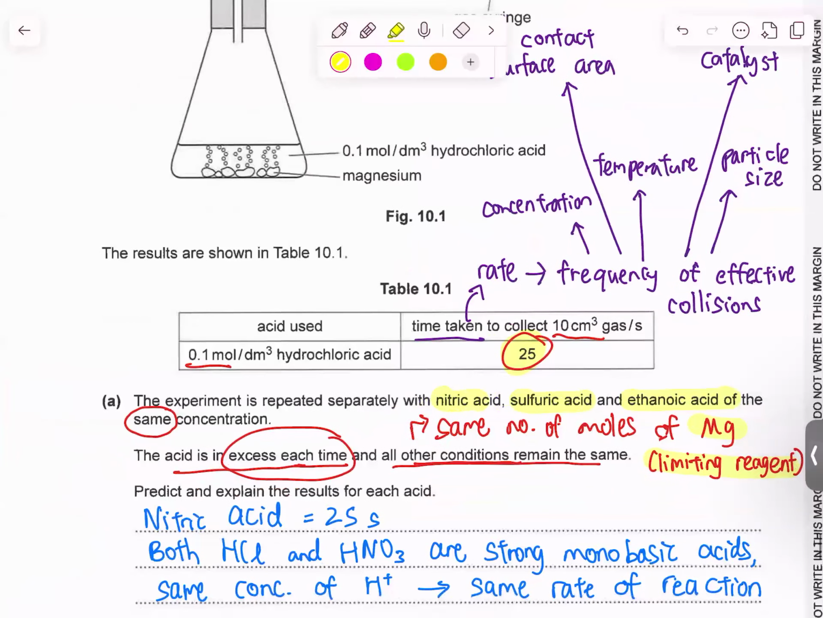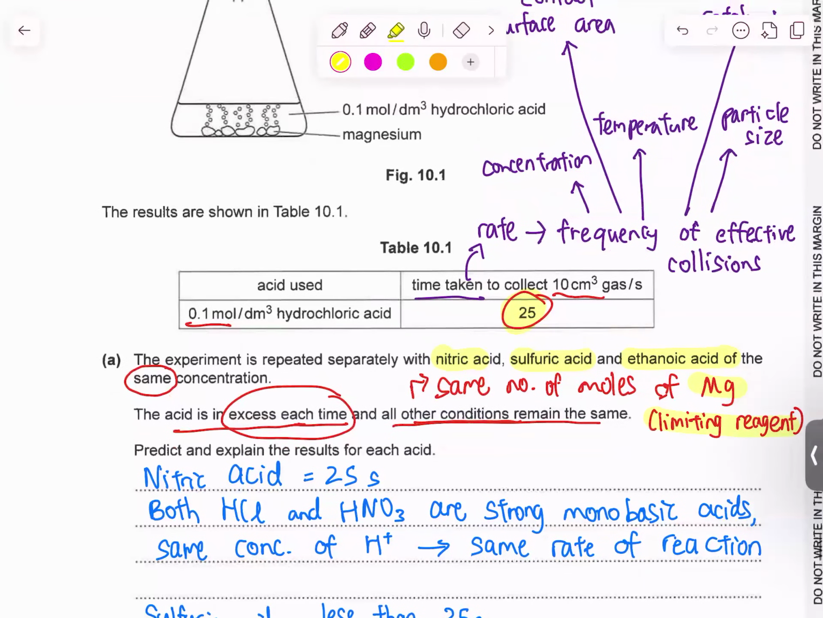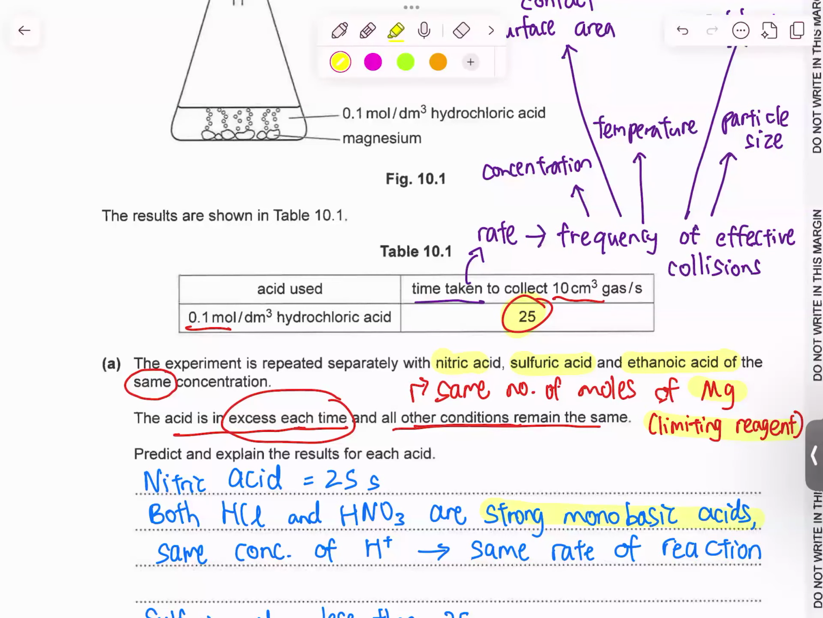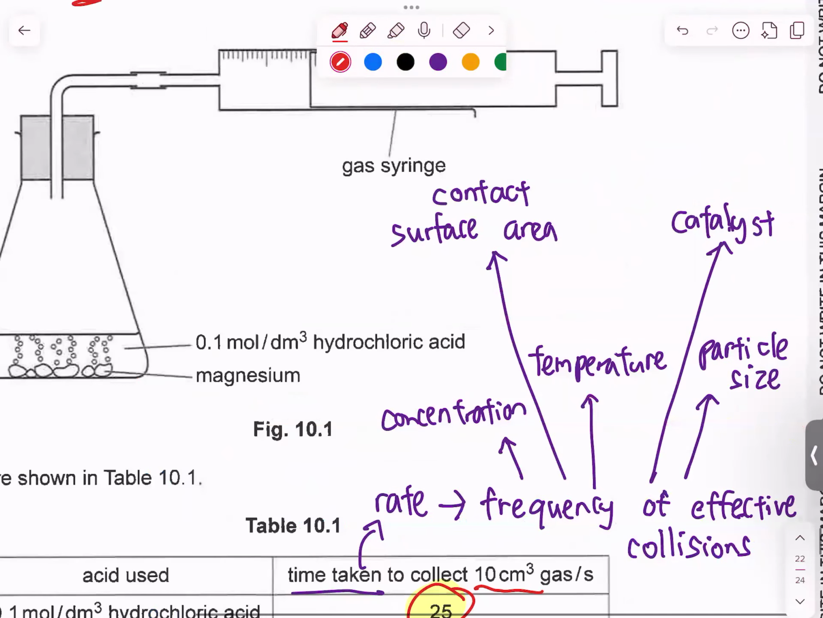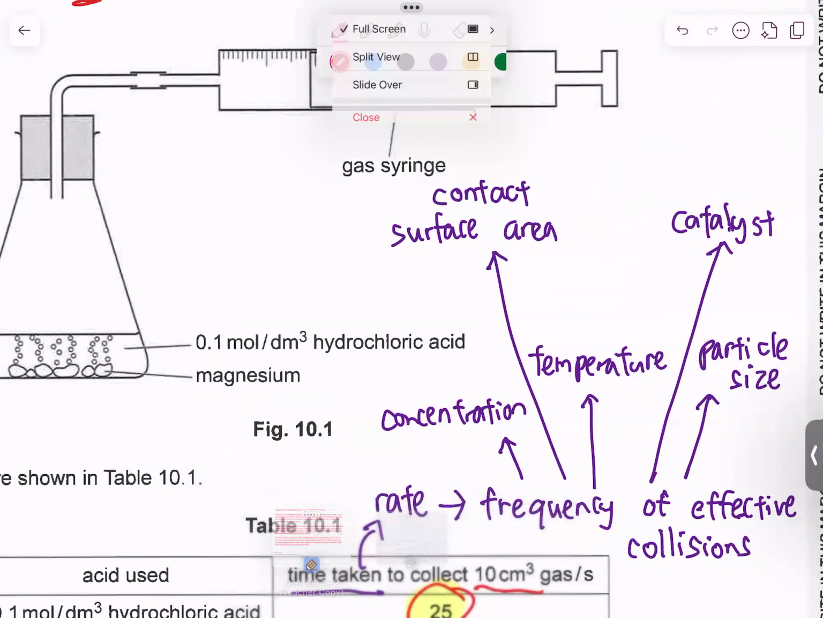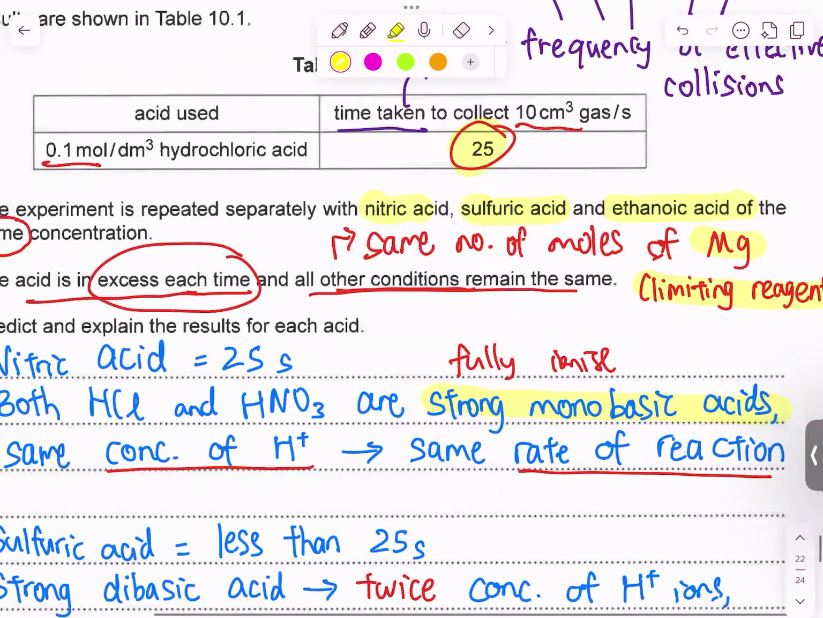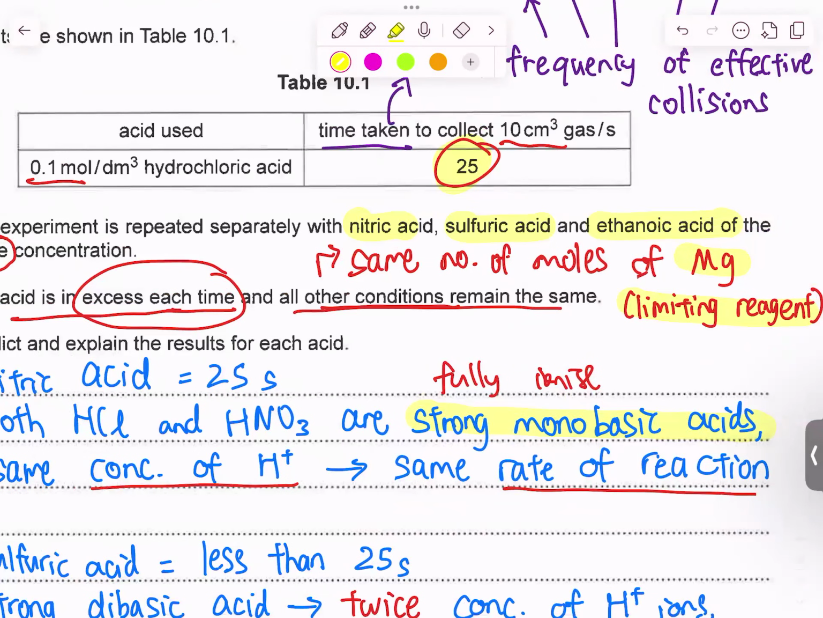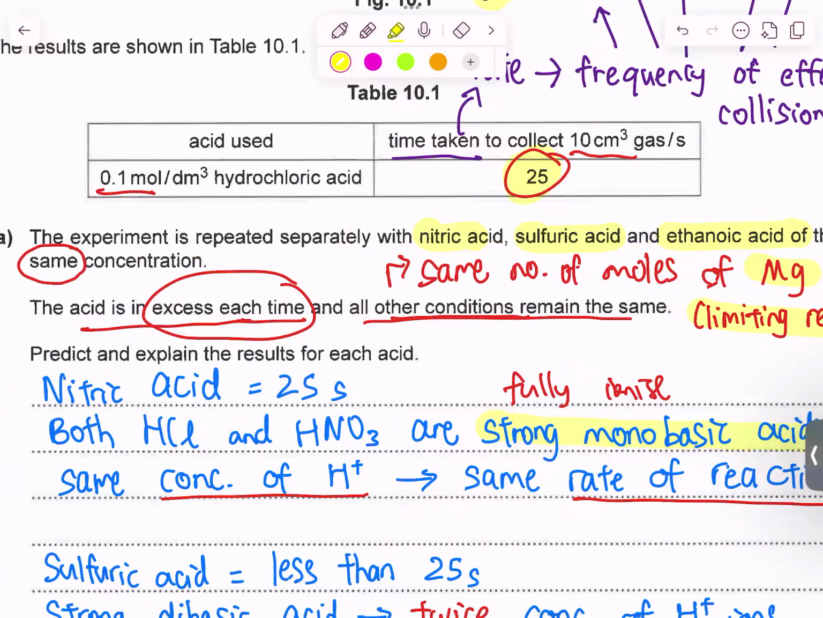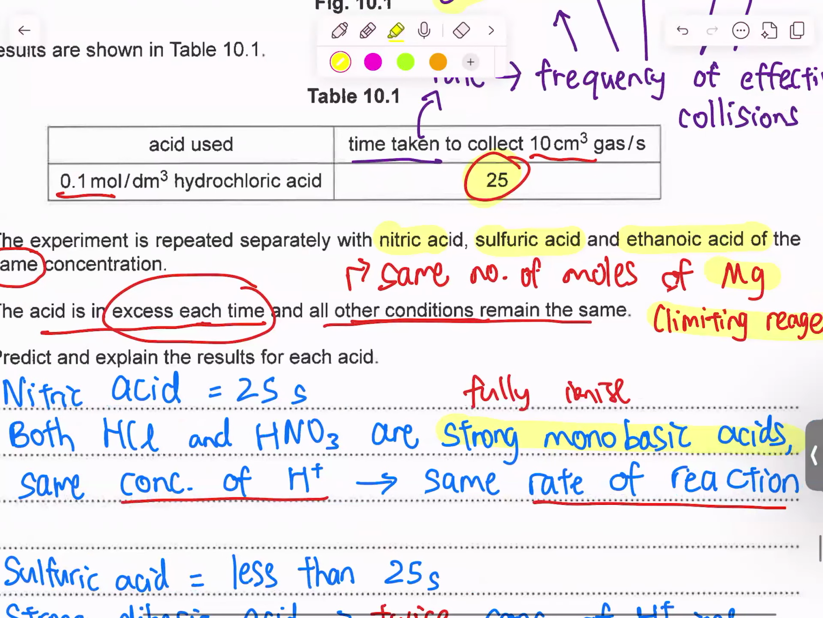Nitric acid will be the same as hydrochloric acid because both are strong monobasic acids, fully dissociate or ionize. They will give the same concentration of H plus ions which affect the rate of reaction, right? Because rate is affected by what? These 5 factors. Now we are focusing on concentration. So concentration is one of the factors affecting the rate. Okay, so the concentration of H plus ions will be the one affecting the rate of reaction. So both produce the same concentration of H plus, therefore the rate is the same.